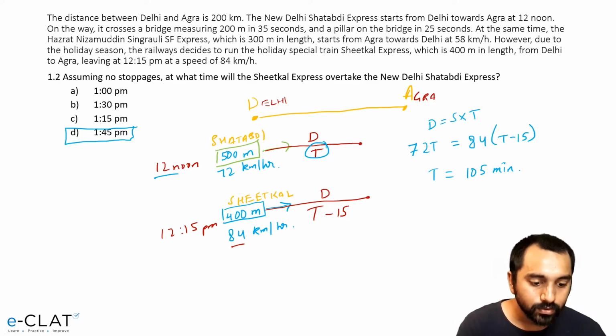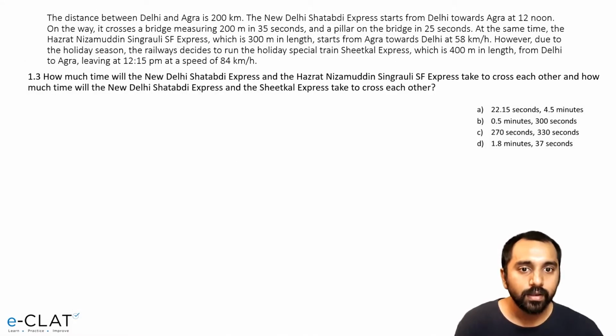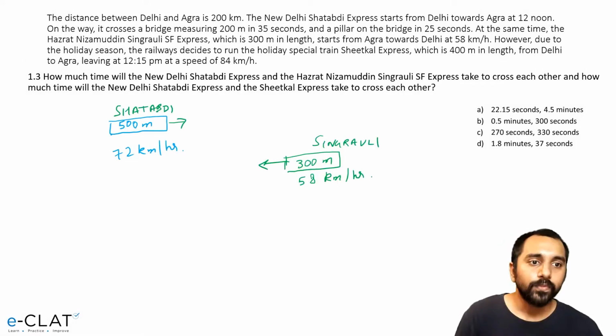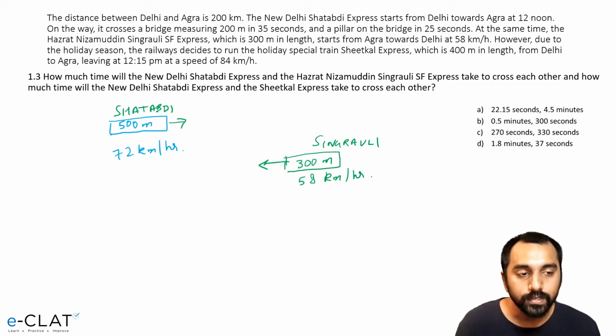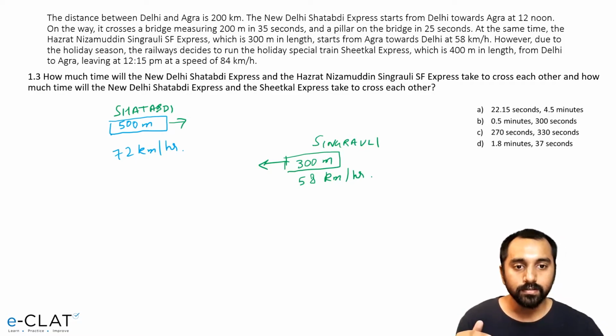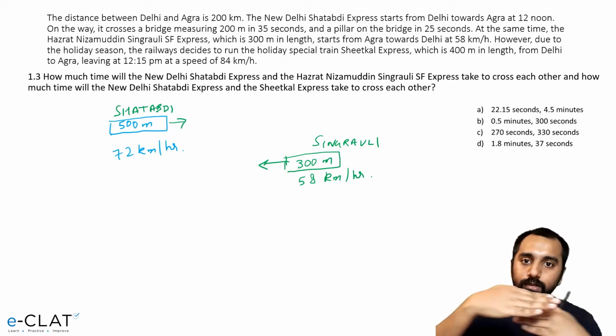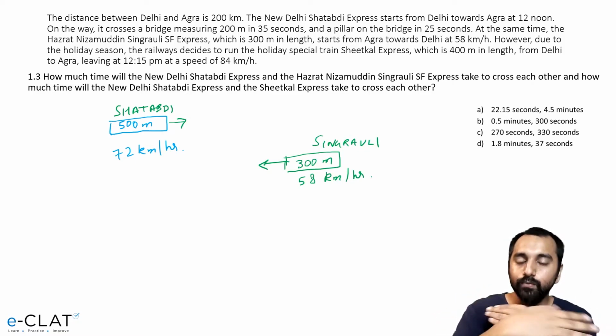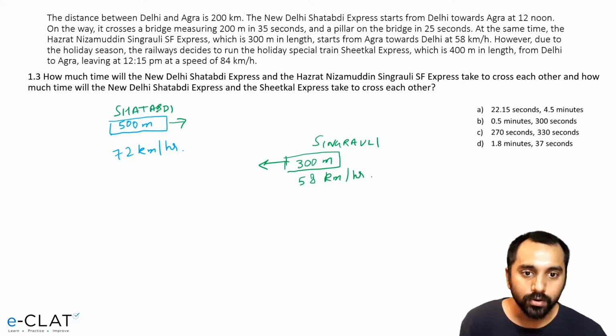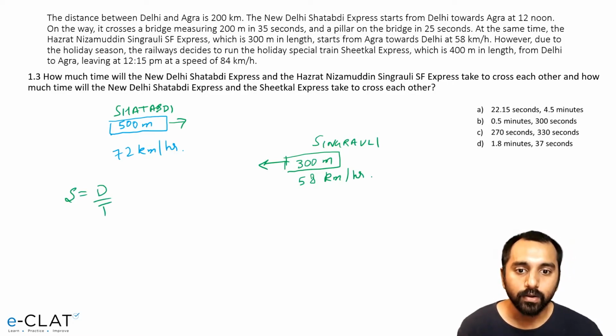Now let's go to the third part of this question. In this question we have to say how much time it will take for both of these trains to cross each other. So imagine these are two trains. Now they are both going in opposite directions, so it would be very quick. In order to solve these questions, we normally use the formula speed is equal to distance upon time, but because they are moving in opposite directions, we will add the speeds of both of them.